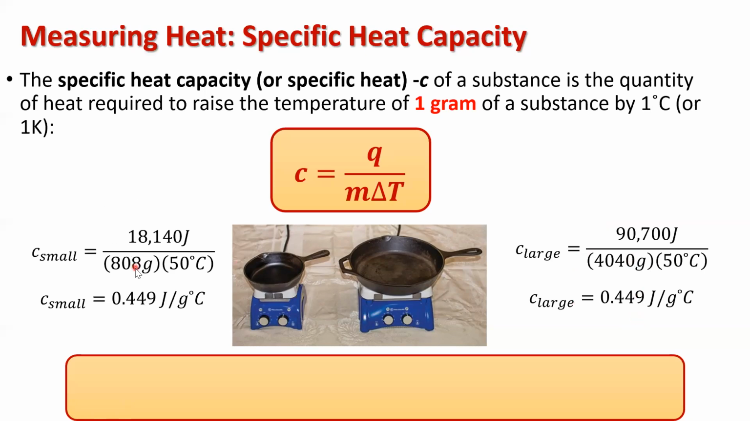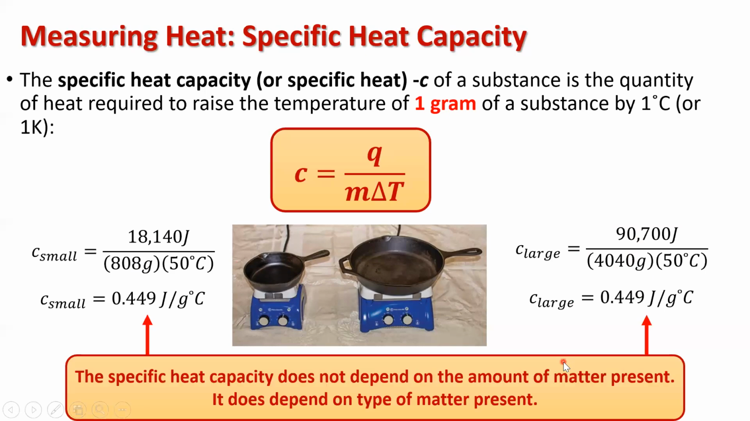If we have a small amount of the material, we need less energy. If we have a large amount of the material, we need more energy. But when we look at the specific heat capacity, it doesn't depend on the amount of the matter that we're heating up. It only depends on what it's made of. And every substance has a unique specific heat capacity.